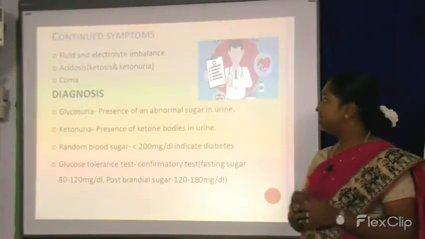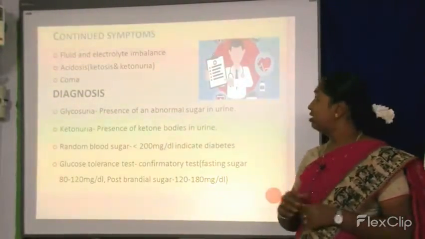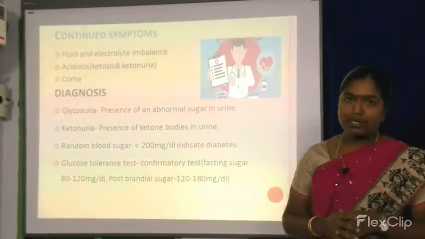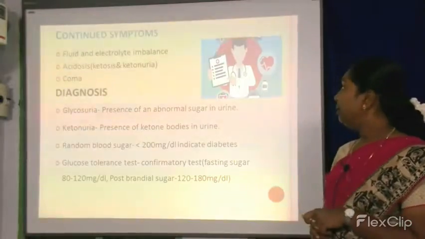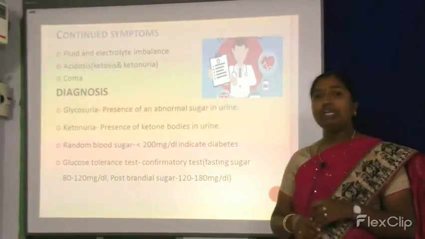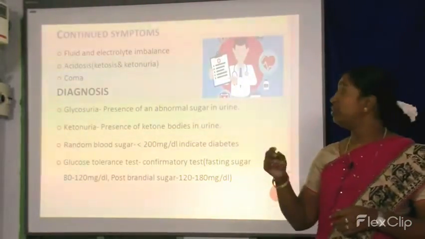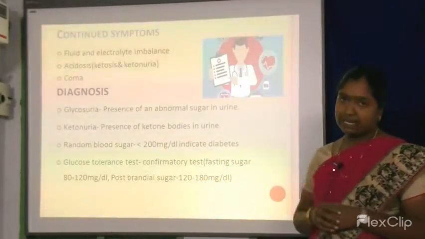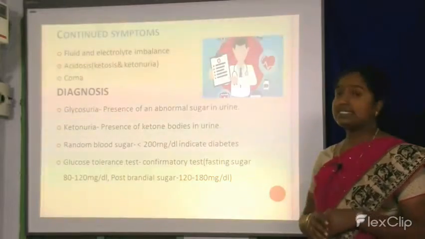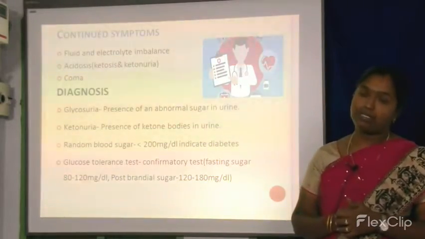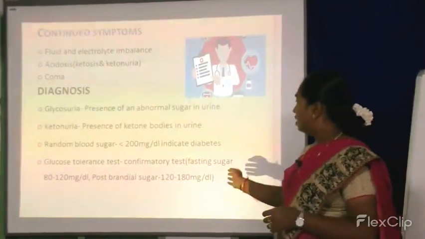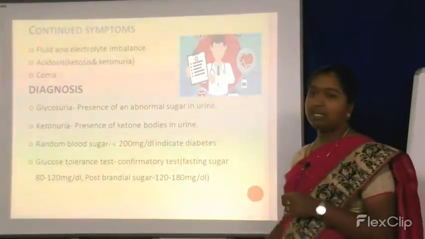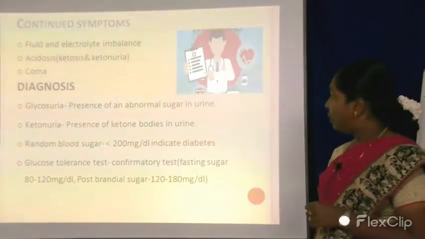preliminary and confirmatory tests. The first test is glycosuria, the presence of abnormal glucose in the urine. Ketonuria, the presence of ketone bodies in the urine. Next is random blood sugar. When taking the random blood sugar, an increase above 200 mg indicates diabetes mellitus. The glucose tolerance test is the confirmatory test of diabetes. In this, the fasting level will be 80 to 120 and the postprandial level will be 120 to 180 mg.